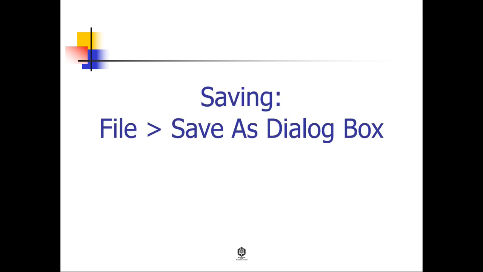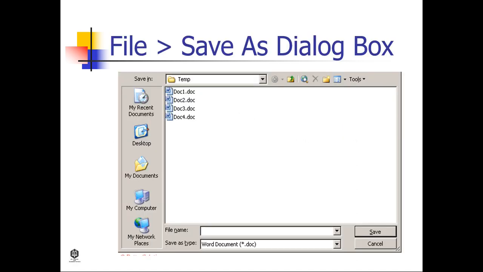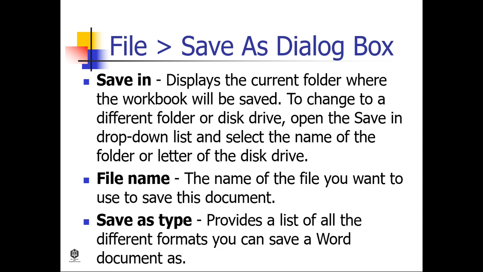Let's proceed to saving in terms of File, then Save As dialog box. Here's the image of File and Save As dialog box. Save In displays the current folder where the workbook will be saved. To change to a different folder or disk drive, open the Save in drop-down list and select the name of the folder or letter of the disk drive.